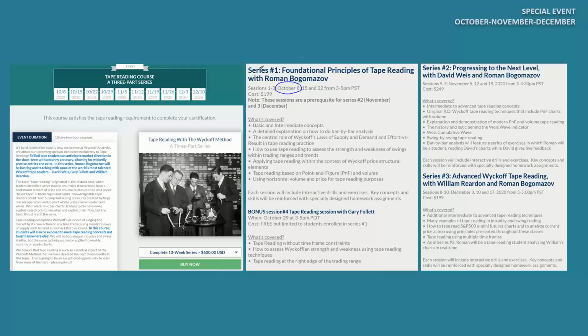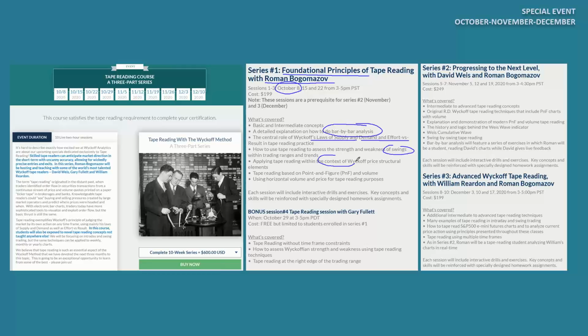So what are we going to study? We're going to have 3 major series on tape reading. The first one I'm going to do myself, and we're going to establish the foundation of how we actually tape read. Our concentration is going to be on the bar-by-bar analysis and on the swing analysis. We're going to use the laws of supply and demand, effort versus result. Those are the basic Wyckoffan laws. They are present in every analysis that we do.